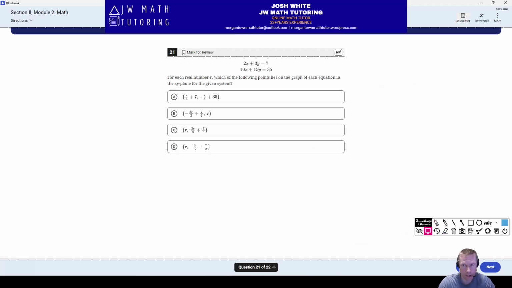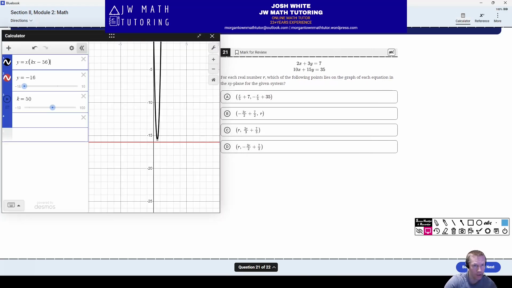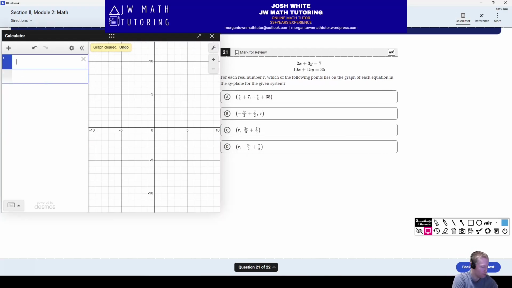Next up, question 21. This problem, I'm only going to show you the Desmos method because I think this is the fastest, quickest, easiest way to solve this one. So we are going back to Desmos. We are graphing the top line only, and the reason is because these are the same line. The second one is just every coefficient multiplied by 5, so it's the same line. You don't need to graph the second one.